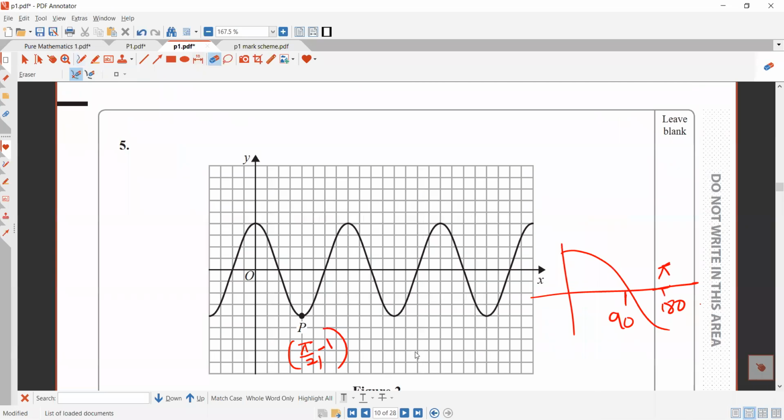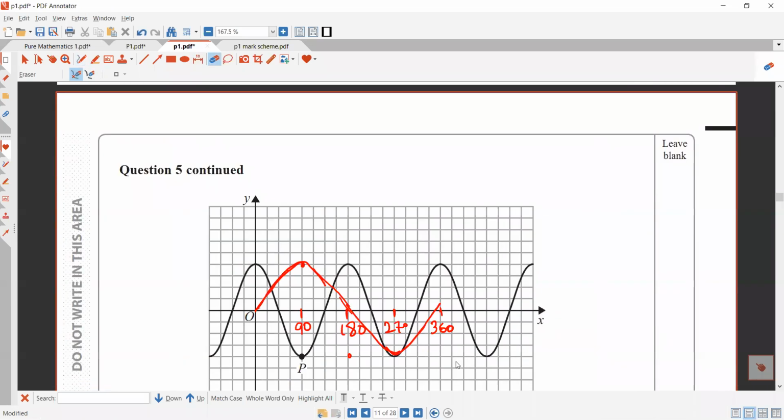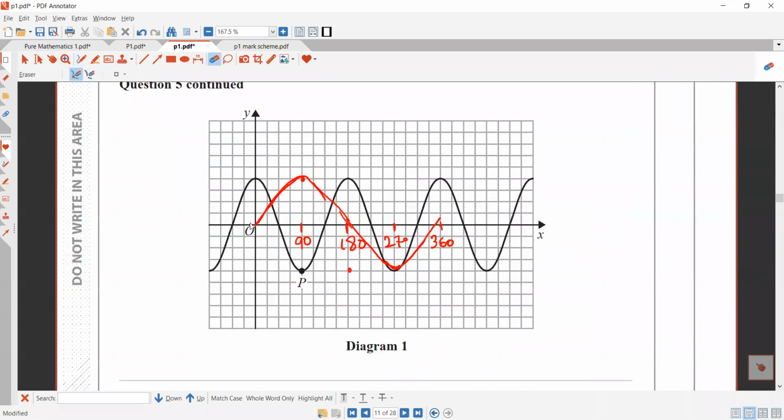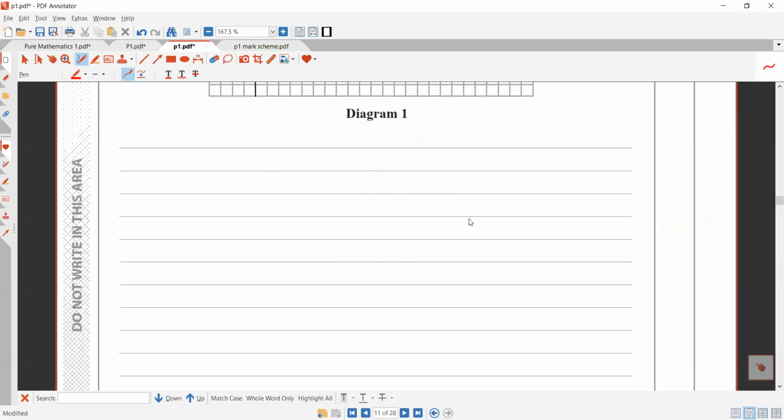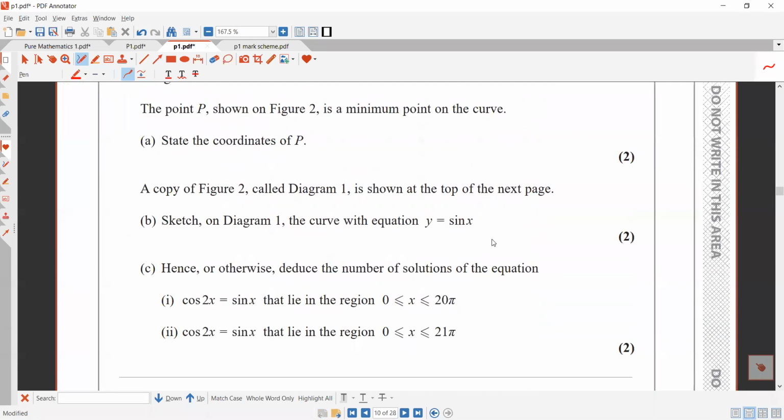Yes. So let's continue then. Let's continue from here. It goes over, sorry. It continues going over here. It should pass through 0, 0 apparently. Be very careful. Okay, then again 360 top and bottom. Okay, done. Then they said, hence or otherwise reduce the number of solutions.